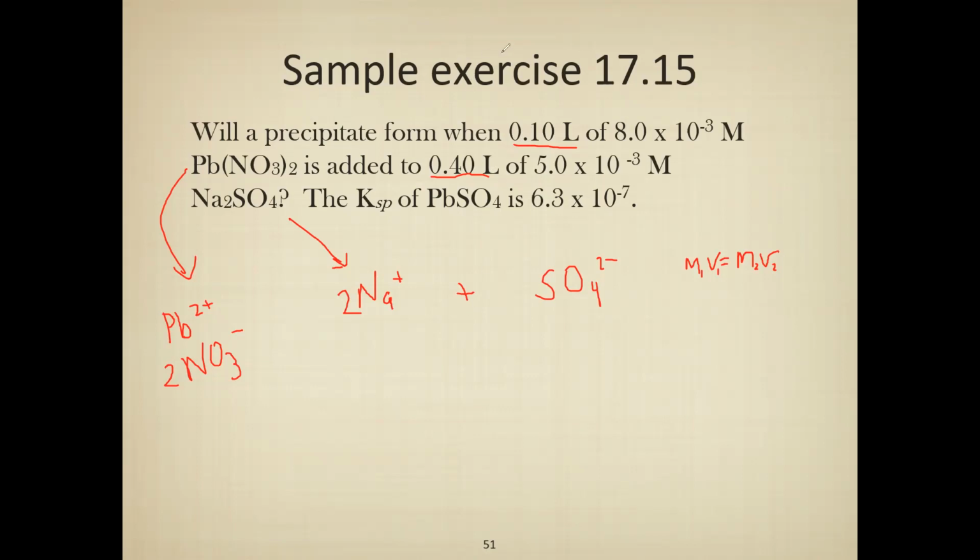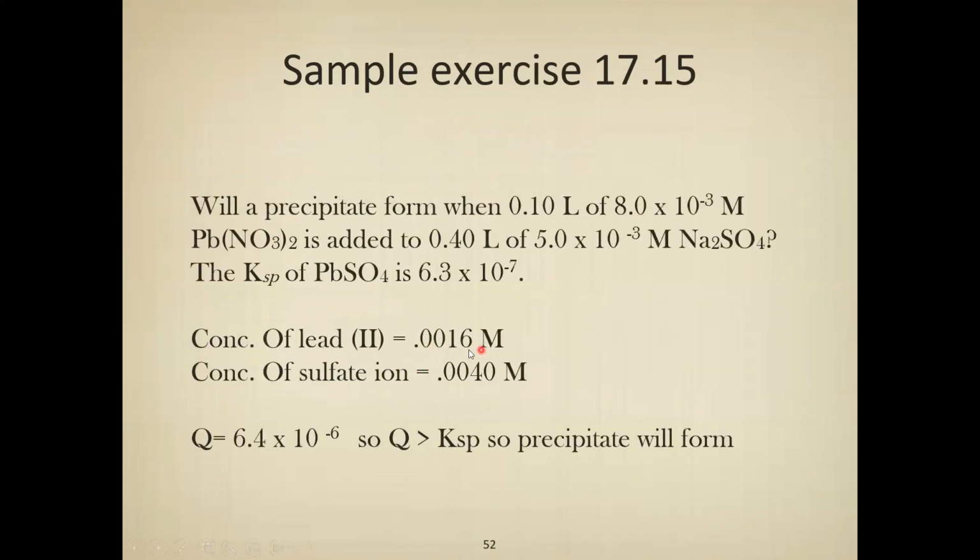So when we go to the next slide, what we'll see when we do that M1V1 equation is that the concentration of the lead(II) ion after we have this all mixed together is going to be 0.0016. And it makes sense it got smaller, 0.008 to 0.0016, because we're taking this and diluting it. So we're going from 0.1 liters to 0.5 liters overall. So the concentration should go down. And then the same thing for the sulfate ion. We're going from 0.4 liters to 0.5, so it's not as drastic of a change. That's why we don't see as drastic of a decrease there.